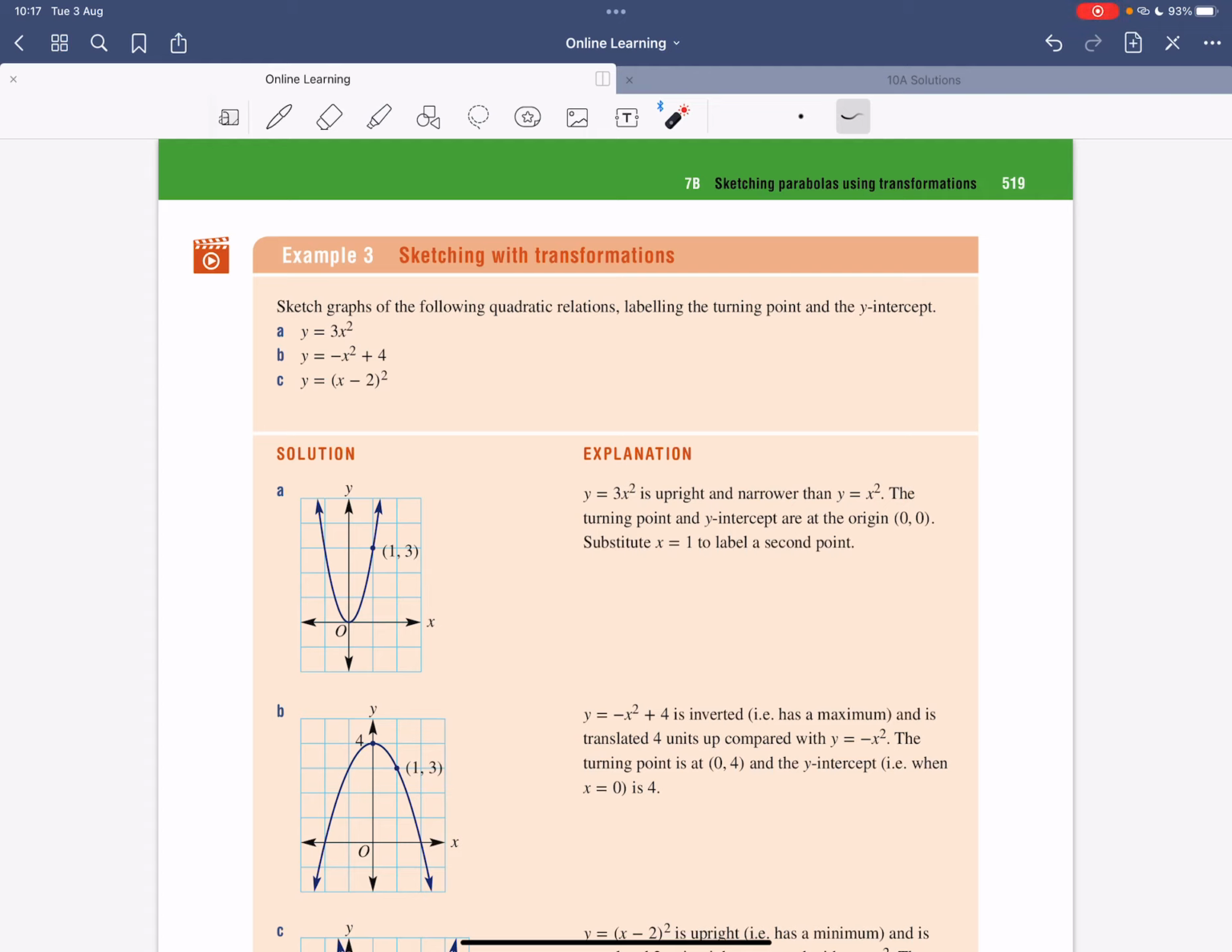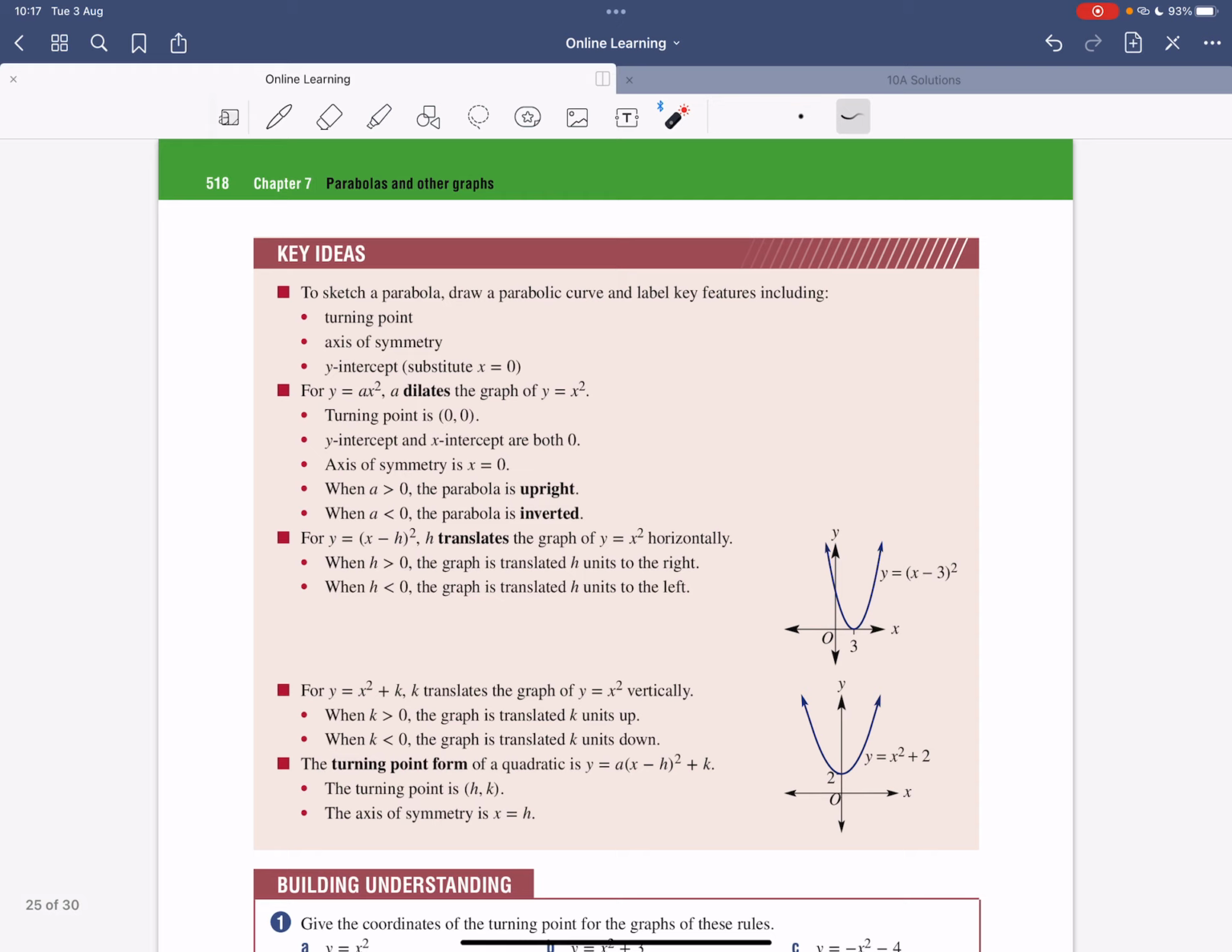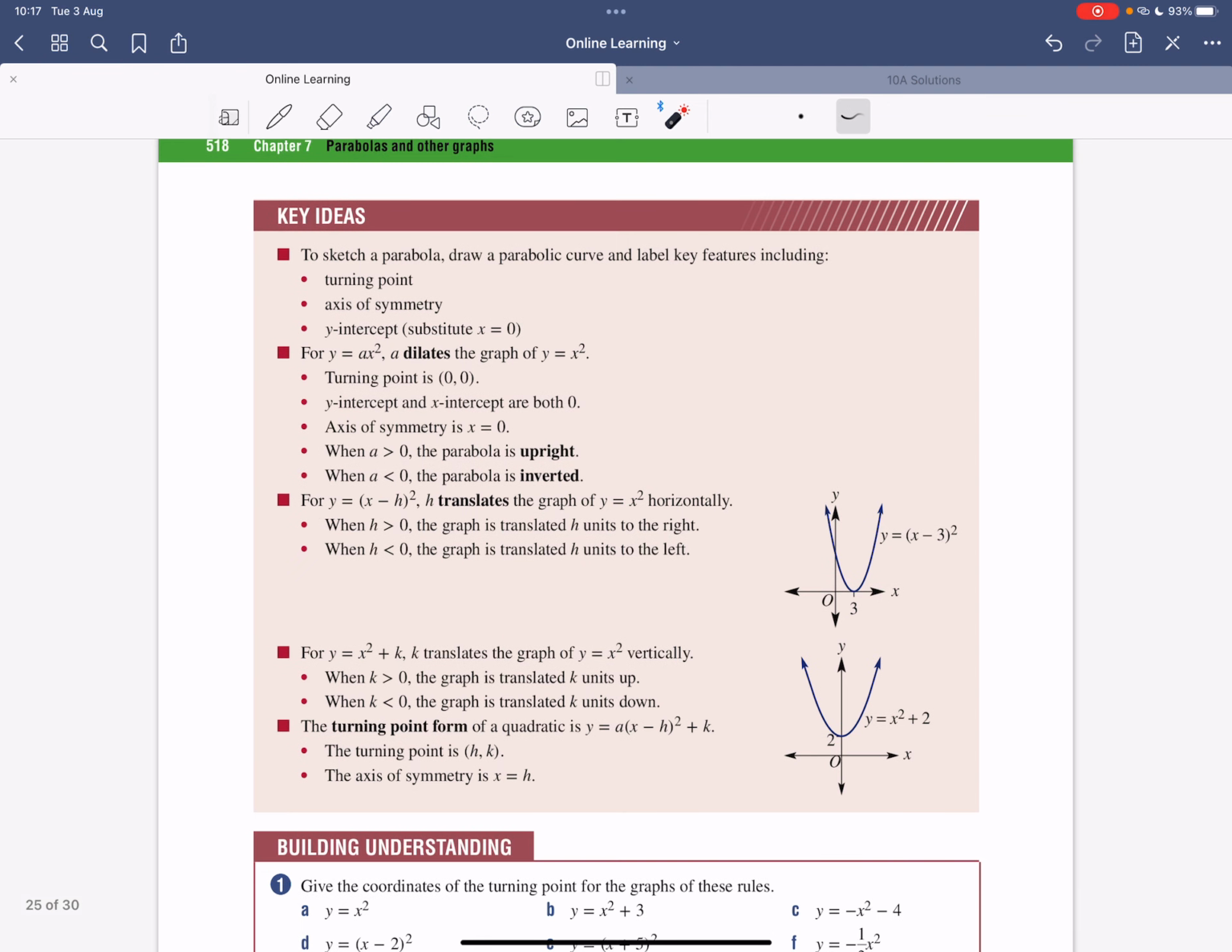All right, Year 10's last video for today, we'll look at example C. So when an equation takes this particular shape, when you've got brackets. Going back to our key ideas, this is the example we'll look at here, when the function looks like this particular shape: x take some number. What does this number, this h, do? We'll have a look at it in a moment.